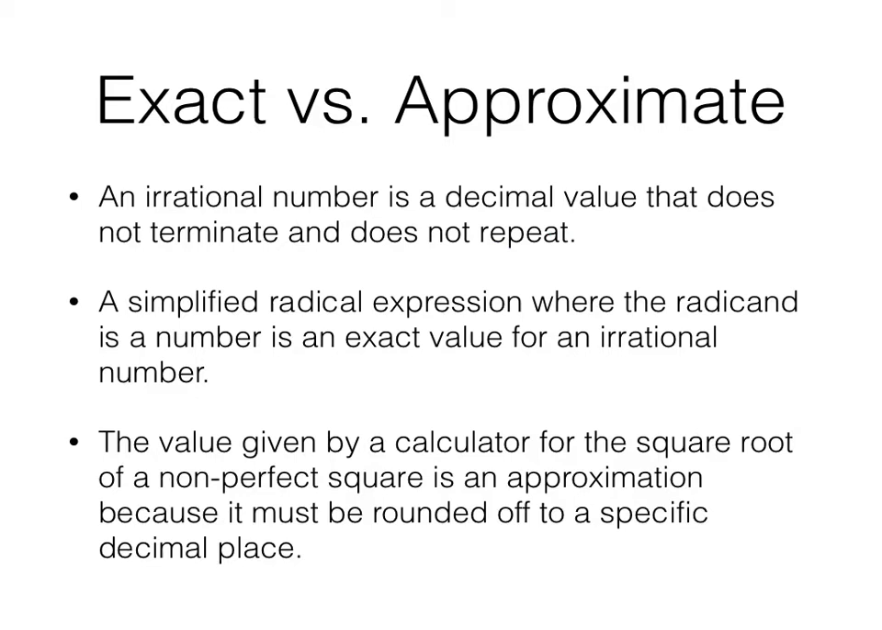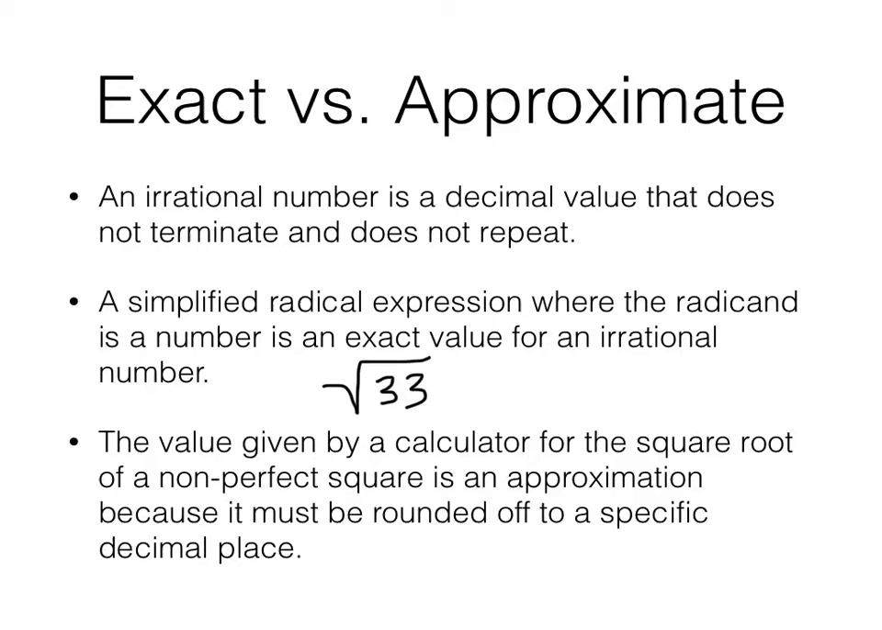So it doesn't terminate, doesn't repeat. A simplified radical expression where the radicand is a number is an exact value for an irrational number. So when I say square root of 33, that is exact. And that's how we leave it. You wouldn't write the decimal down because that's no longer exact.